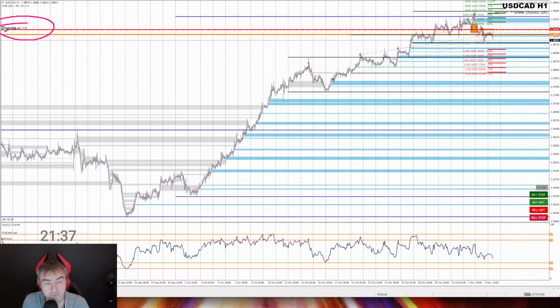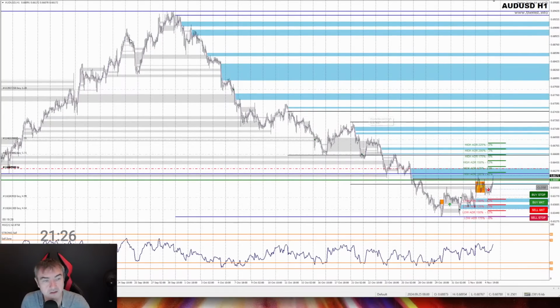So I'm leaving this runner on at the moment. And if I can get a decent run on this one position here, this will pay for last month's loss, which would be lovely. I've also got Aussie US running as well. And obviously that's going to rally and do the opposite to US dollar CAD. So it's basically the same trade in reverse. So fingers crossed on those.